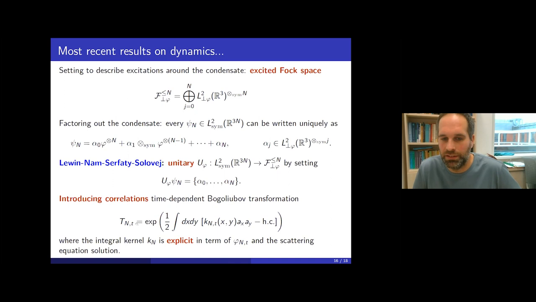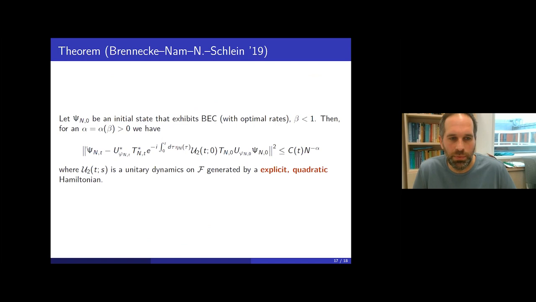I'm not writing out how this looks. KL can be computed explicitly in terms of the solution of the Gross-Pitaevskii equation and the scattering equation. But just to formulate the last theorem: if you have an n-body initial wave function psi n zero, then its many-body evolution can be approximated by an effective theory that describes the condensate. So this is, let's say, Gross-Pitaevskii theory, and a quadratic theory which describes the correlation between the excited particles.